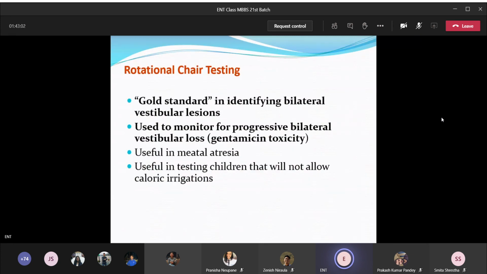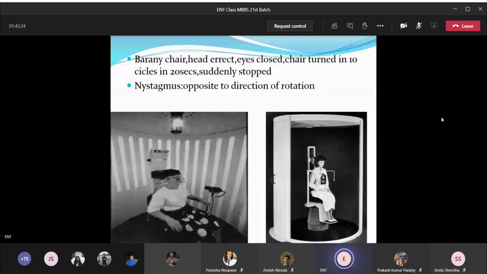There is something known as rotational chair testing. It is the gold standard in identifying bilateral vestibular lesions. It is used to monitor for progressive bilateral vestibular loss. It is useful in meatal atresia, and it is useful in testing children that will not allow caloric irrigations. So the Barany chair, you can see that is the chair with head erect, eyes closed. Chair is turned in 10 circles in 20 seconds and suddenly stopped. So the direction of nystagmus will be opposite to the direction of rotation.